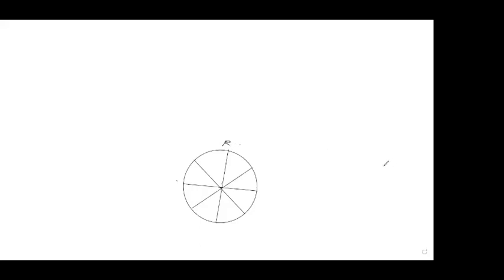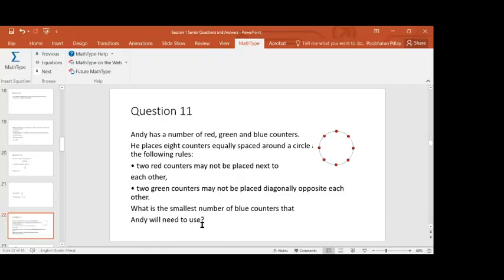Let's go back to the question. The question is, what is the smallest number of blue counters that Andy will need to use? So we're going to try to avoid using blue counters as far as possible to get the smallest. I'm going to use only the red and green, right? Because I want to avoid using blue counters.